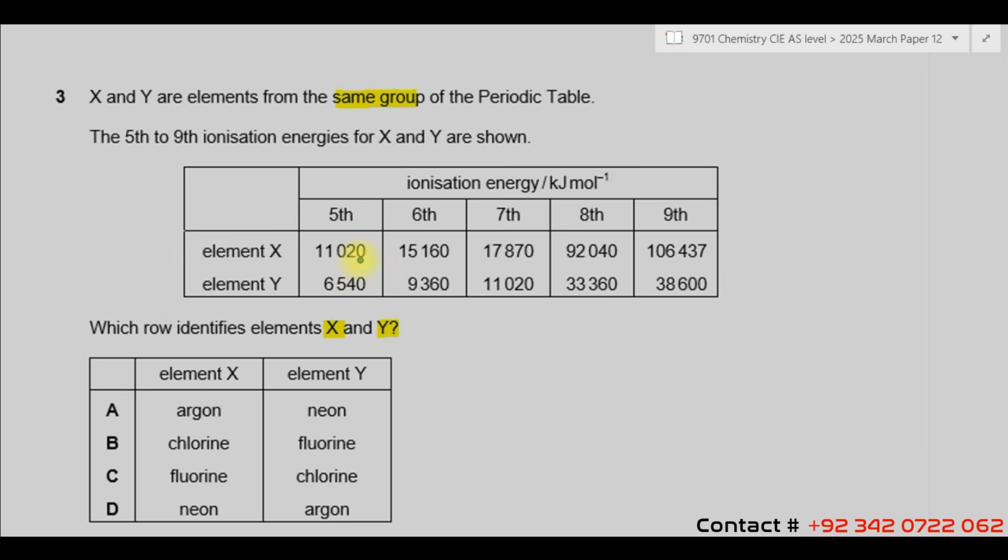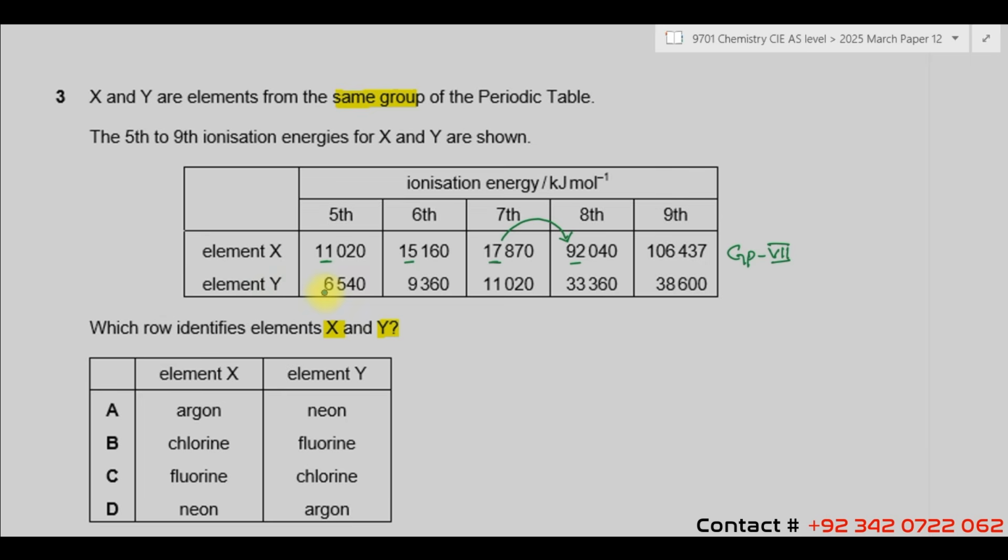Okay, so we can find out the group number by looking at the ionization energy values. We have 11,000, 15,000, 17,000 and then 92,000. So there is a huge jump from 7th to 8th ionization energy. It means that the 8th electron is present in the inner shell as compared to the 7th electron, which is present in the outer shell. So if there are 7 electrons in the outer shell, it means this element X belongs to group number 7, which is halogens.